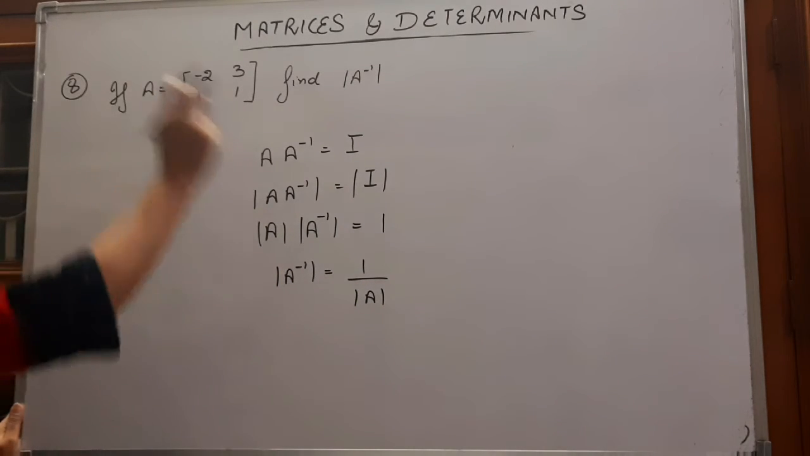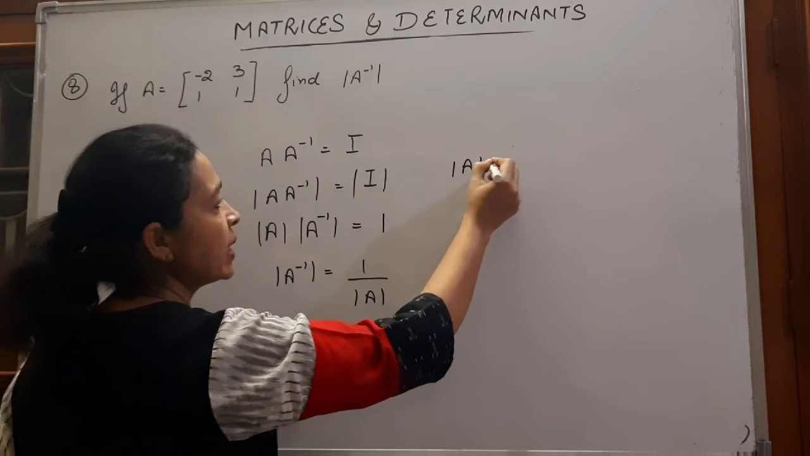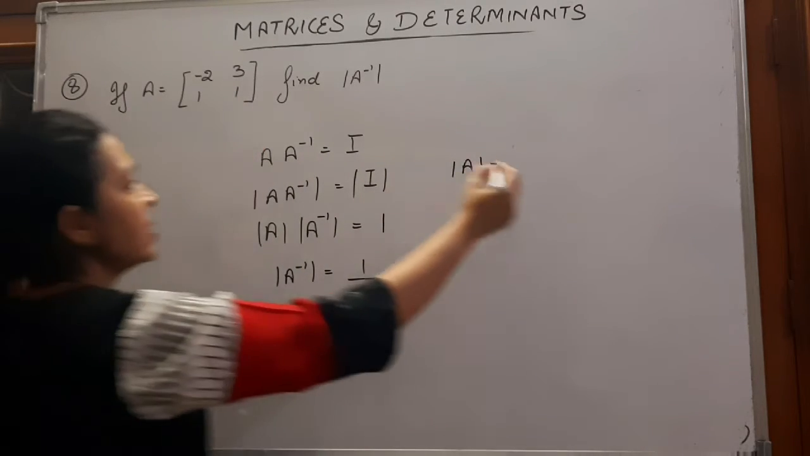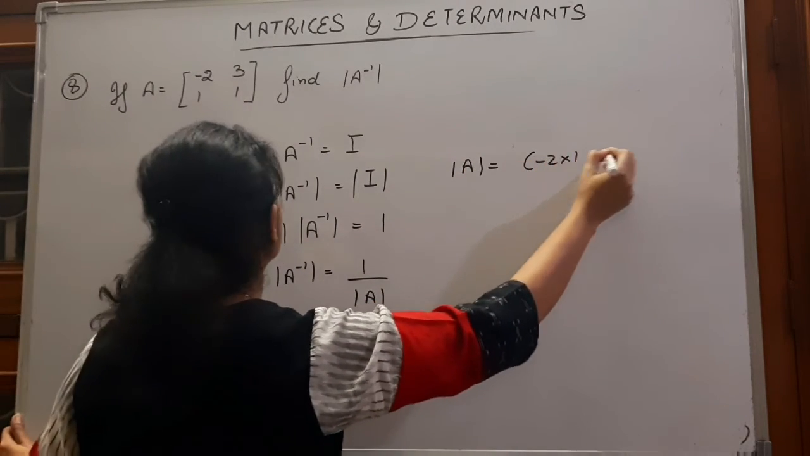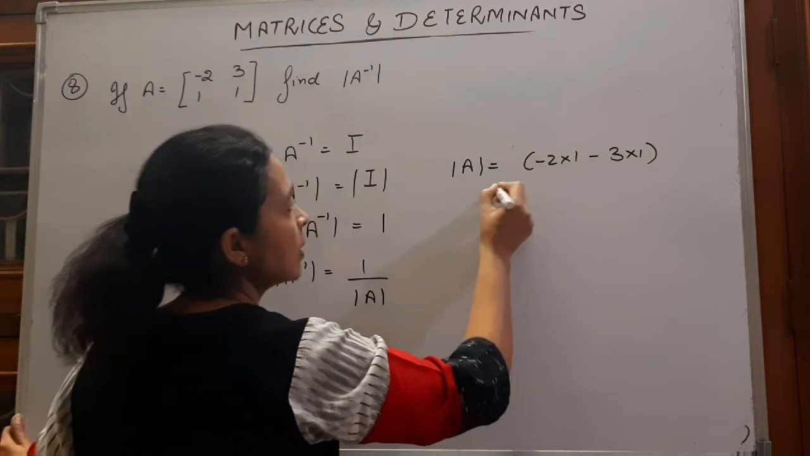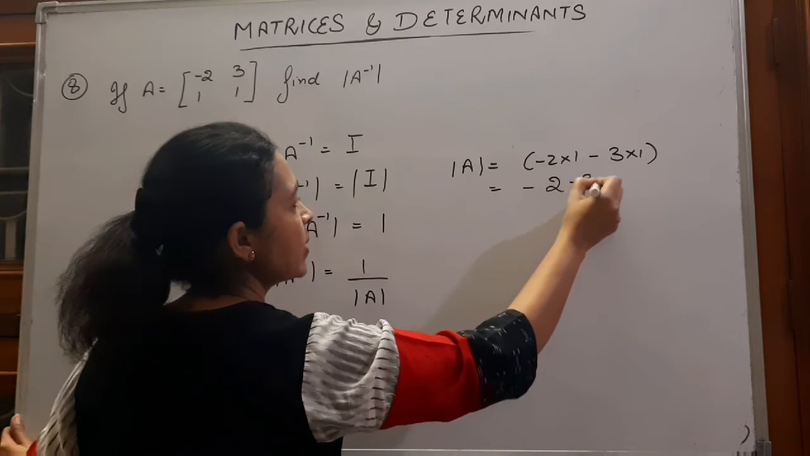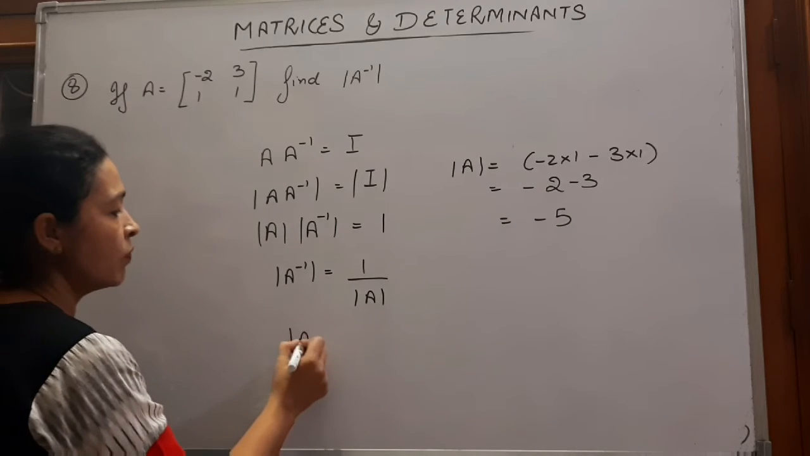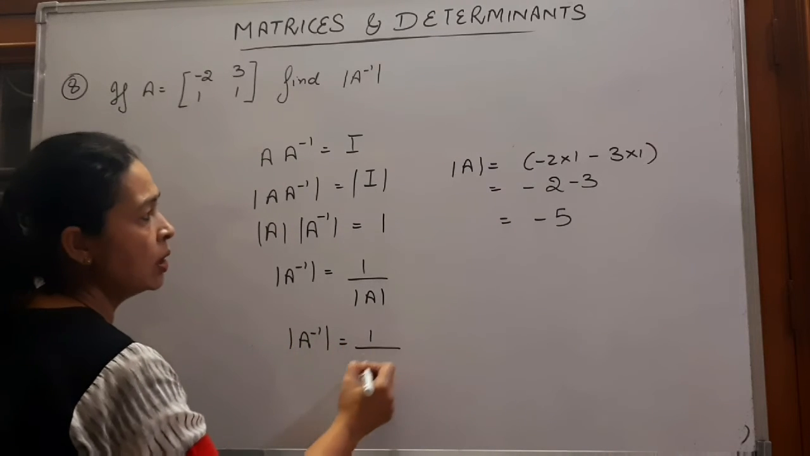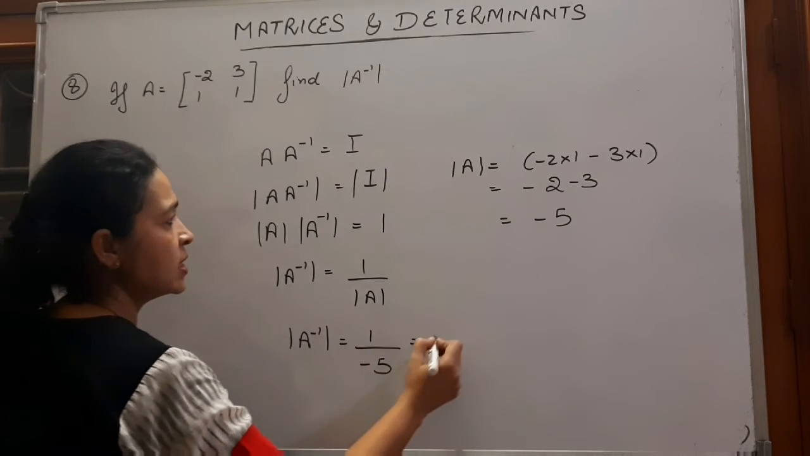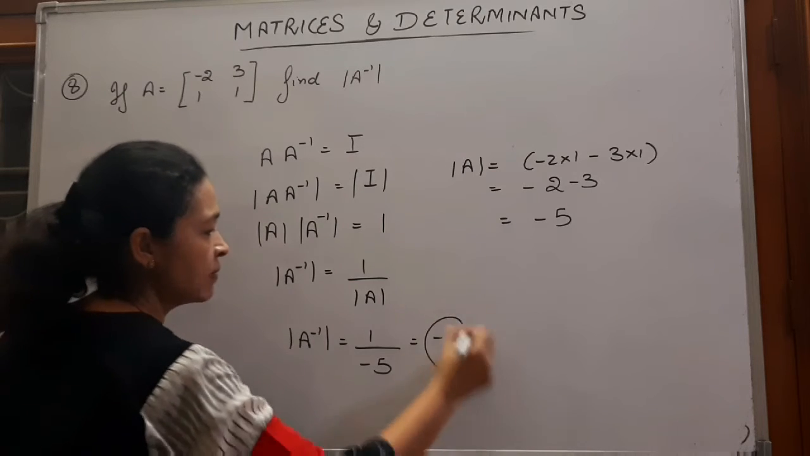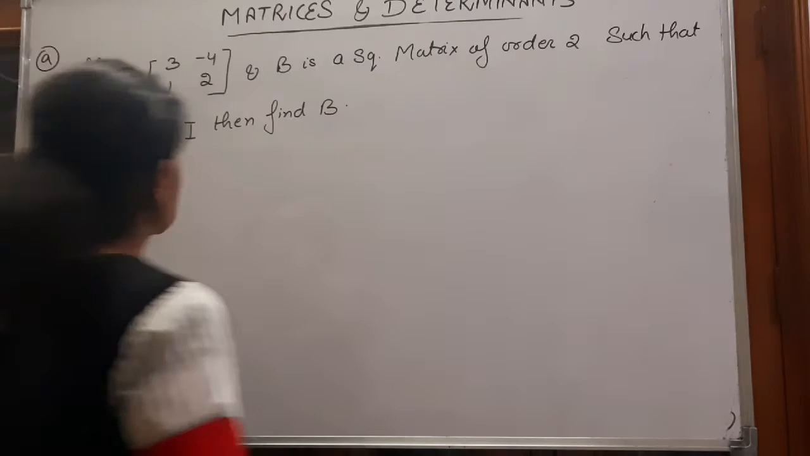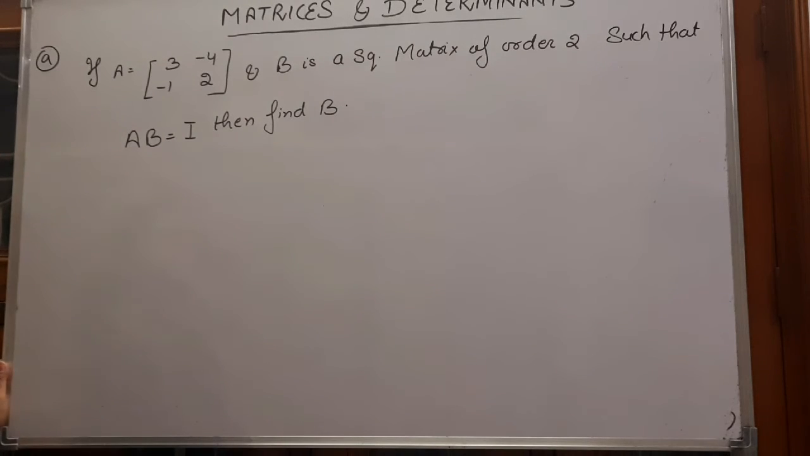Now, what will be the determinant of A? We can easily find it. Minus 2 into 1, minus 3 into 1. This is minus 2 and minus 3, that is minus 5. Now, the determinant of A inverse will be 1 upon minus 5, that is minus 1 by 5. This is our answer.